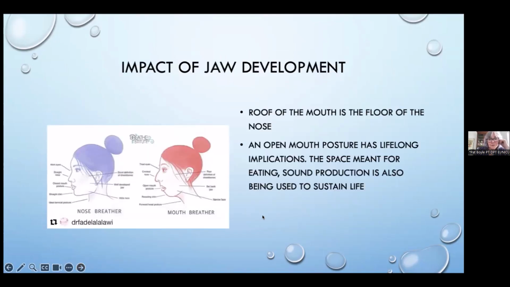So if we keep in mind that the roof of the mouth is the floor of the nose, and the higher the roof of the mouth is, the narrower the opening to the nose is. And just as a functional ability, these children will open their mouths to breathe. The space that's meant for eating and sound production is also being used to sustain life. And this is a pretty interesting progression of chronic mouth opening, which gives you a receded jaw, which you can become quite micrognathic as a result of this posture of the jaw.